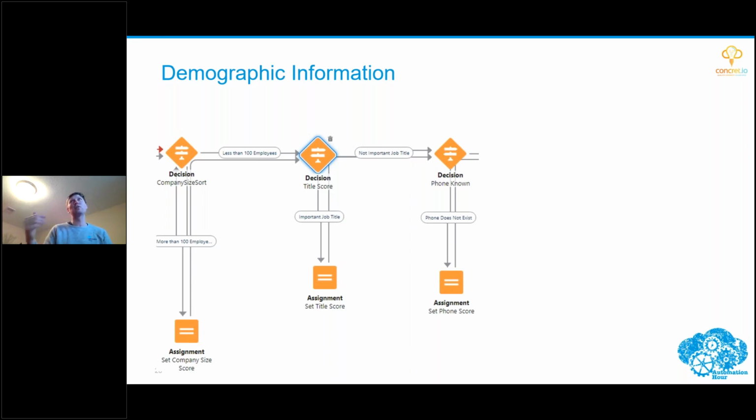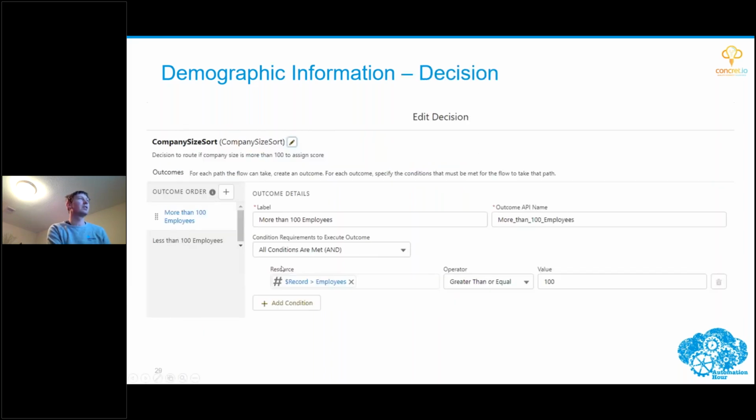Is the title equal X, Y, and Z? Is the phone number populated? And if so, another one of those assignments with a variable for each one of these that assigns a value, and then a value of 1 for each one of these. So then we have information from there. So that's a bit more about the demographic information. This is to show you a little bit more of those details.